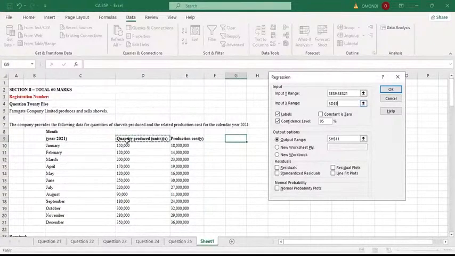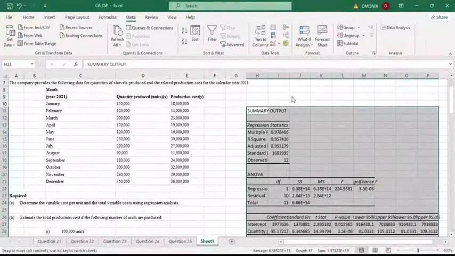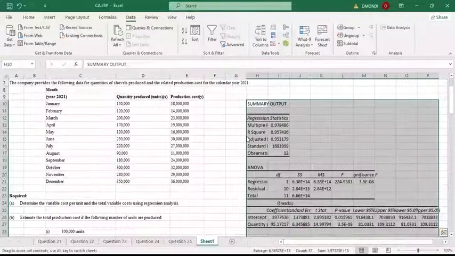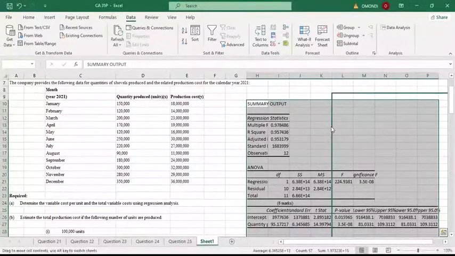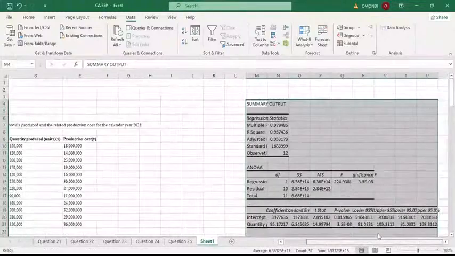Then X is now this range here. Level, yes, it is labeled. Confidence level 95%. Output, let it be there. I'm okay with that point. So then I just say, okay, I have my output there. I have my output here.